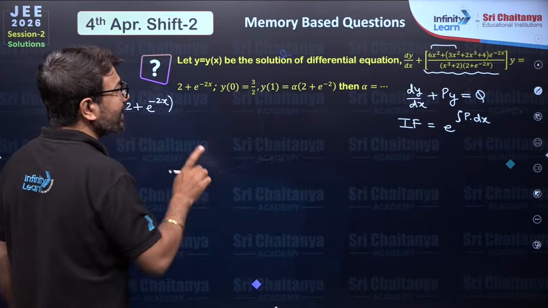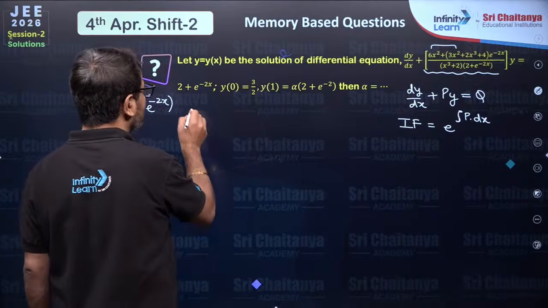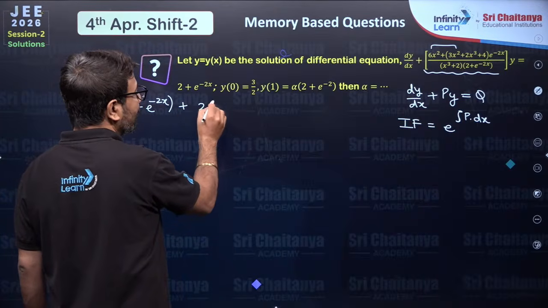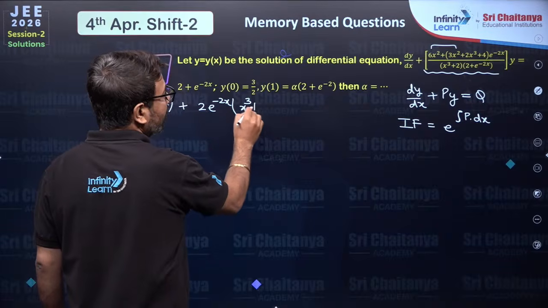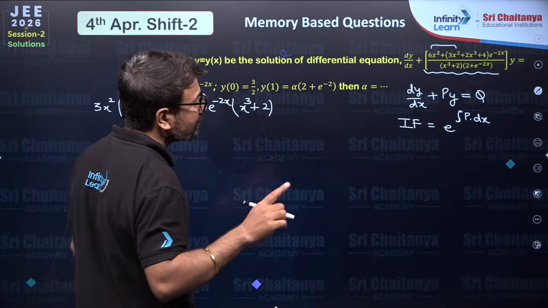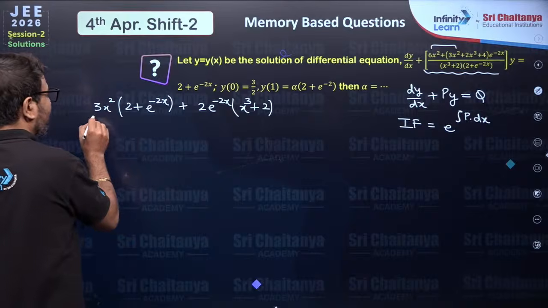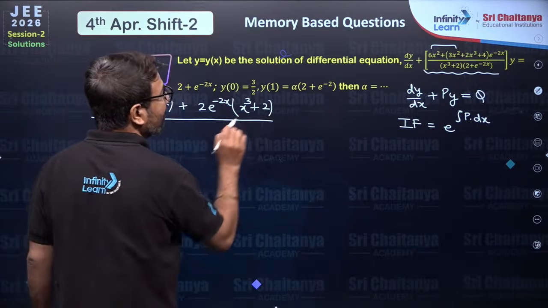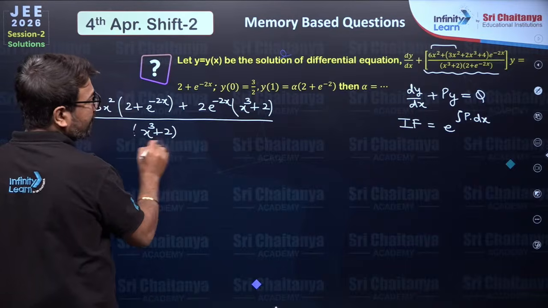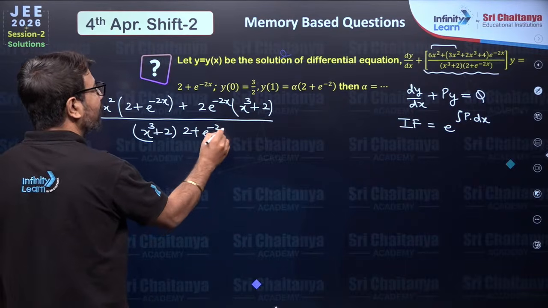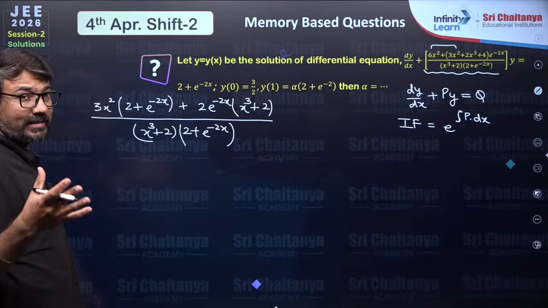And then in the next two terms, my dear students, if you take 2 also common and e raised to the power minus 2x common, you will have x cube plus 2 if I take 2 common. And then you have to divide by x cube plus 2 times 2 plus e raised to the power minus 2x. So I'm trying to factorize it.